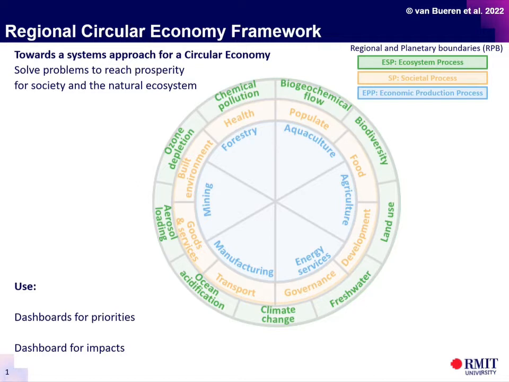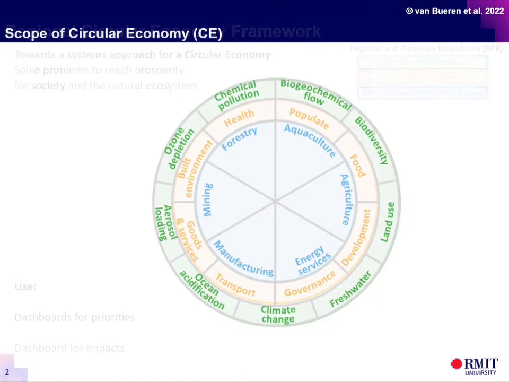The framework can be used as a dashboard for priorities on which processes require improvements, as well as a dashboard for impacts of current processes and interventions like policies and technologies. To make clear what the systems approach implies, we briefly explain the scope of circular economy we take, because theory and practice of circular economy have currently very different scopes.